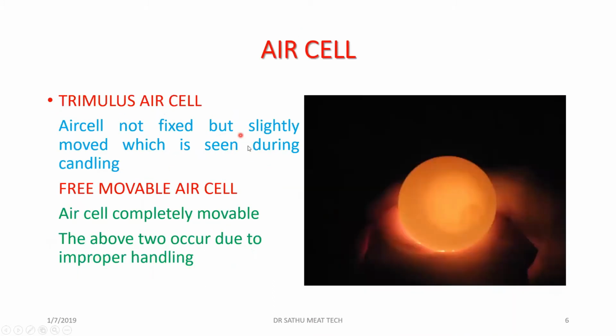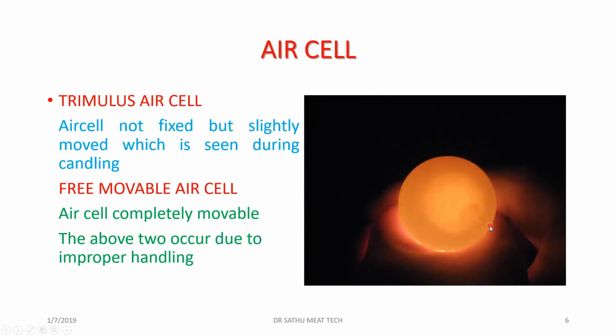Then we have the tremulous air cells. Tremulous means the air cell is not fixed. Normally the air cell will be fixed. It will not move. But in some abnormal conditions, due to improper handling of the eggs, the air cell may break, or there will become a moving air cell. So a tremulous air cell means the air cell is not fixed but slightly moved, which is seen during candling. When you move the egg slowly, the air cell will also move. It is slightly moving, not very strongly moving. Such a type of air cell is called a tremulous air cell.